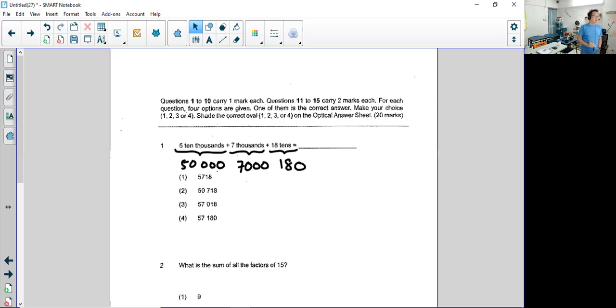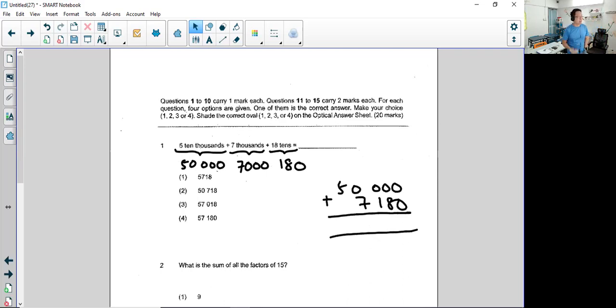Okay, so once you have all the numerals already, don't do mental sums. You should try to do working. Of course, if you can do some mental sums for small numbers, then go ahead. But if the numbers are very big, then you should do the working on the paper so that you don't make any careless mistakes. So the numeral will be 57,180. So your answer should be number 4. Okay, so let's go to the next one.